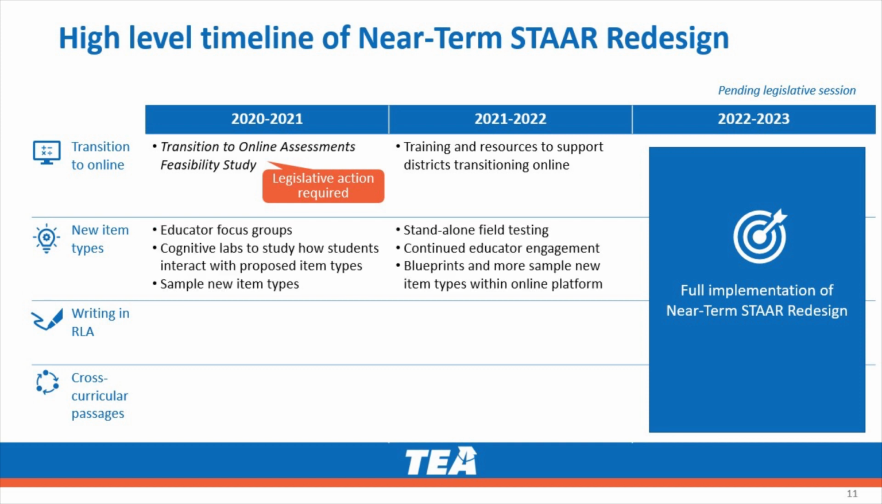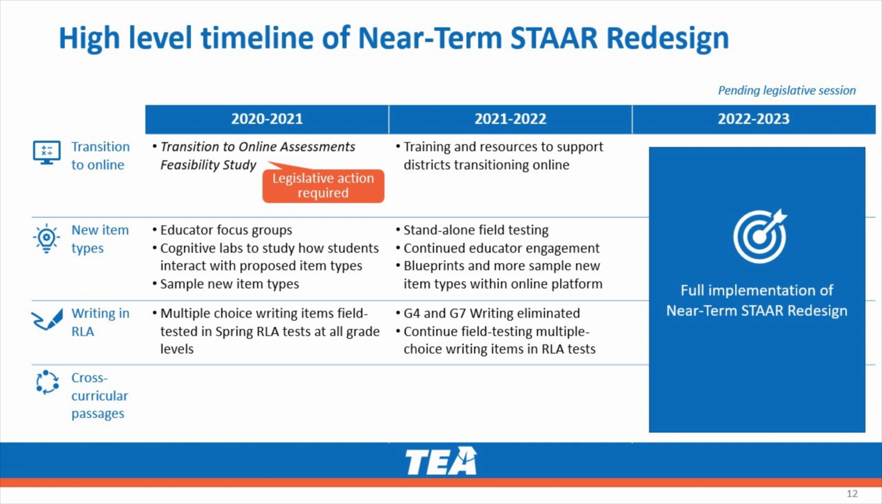To date, more than 500 educators have participated in focus groups during the 2020-21 school year to provide feedback on new item types. Several districts have also been involved in cognitive labs, which study how students interact with proposed item types to make sure they effectively measure what they're intended to. The agency will also continue working closely with educators to finalize blueprints and provide more examples of new item types. As new item types are developed and reviewed with teachers, TEA will make publicly available a sample of new item types under consideration. In the 2021-22 school year, TEA will conduct standalone field testing to ensure that these new item types perform the way they're expected to.